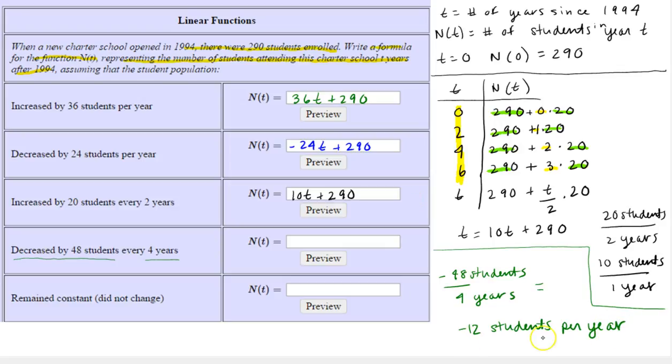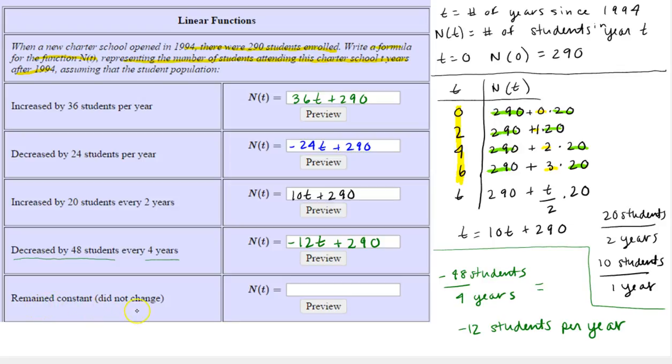Now if you'd like, you can make a chart similar to the one we did before. We would start at 290, we would subtract 12 students per year, but we're already starting to see the pattern that it's decreased by 24 students, making negative 24t. Now if we have negative 12 students per year, that would be negative 12t plus the original 290. Okay. So this is our initial value, and this is the change per unit of time. And here's the last example.